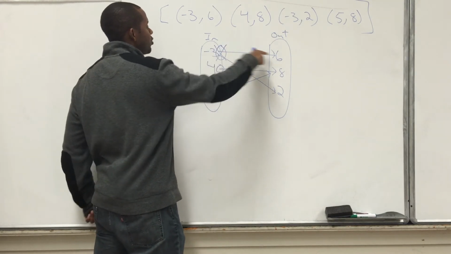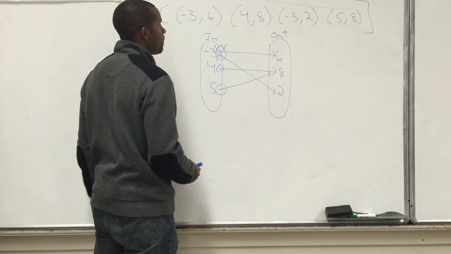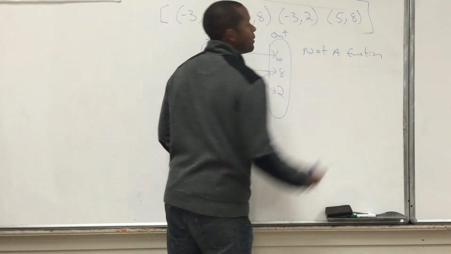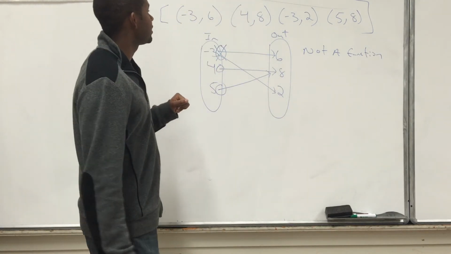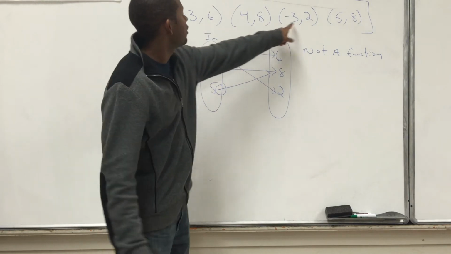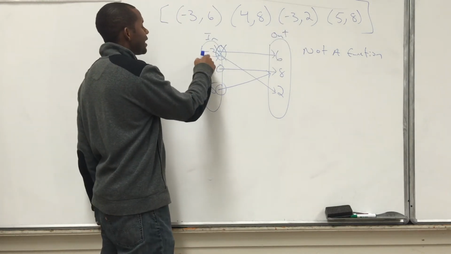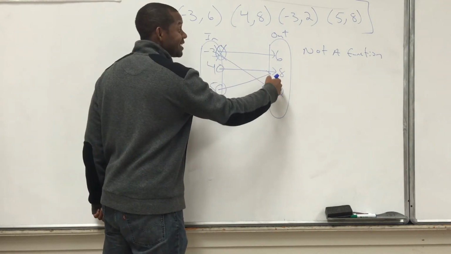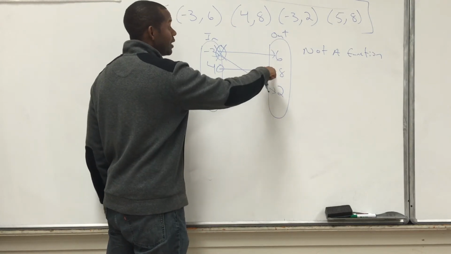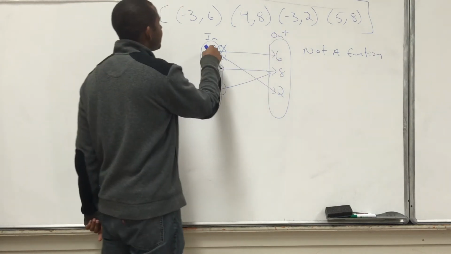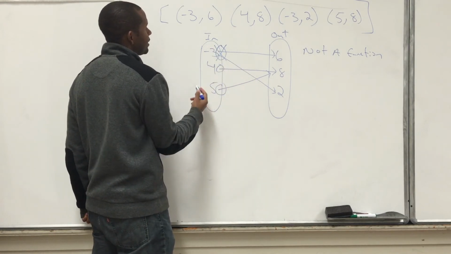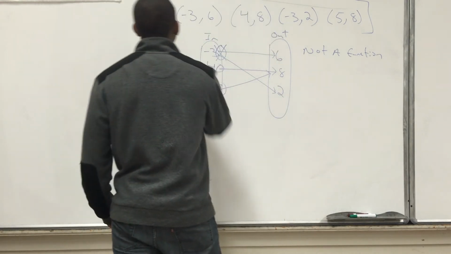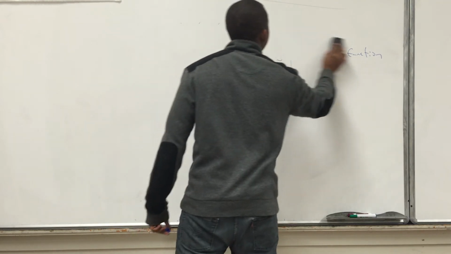Notice negative 3 gives me two outputs. It gives me a 6 and a 2. This means this is not a function. The input of negative 3 has two different outputs. I could get a 6 with negative 3, or I can get a 2. Notice it's important that I don't write negative 3 twice, just like I don't write 8 twice. Notice that this doesn't matter. It doesn't matter that 8 has two lines going to it because it's an output. The only thing that matters is every input only have one line coming out from it. And in this case, negative 3 does not. Okay? So that's functions and mapping.